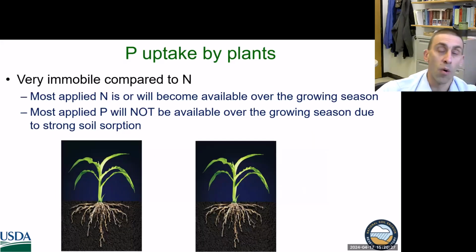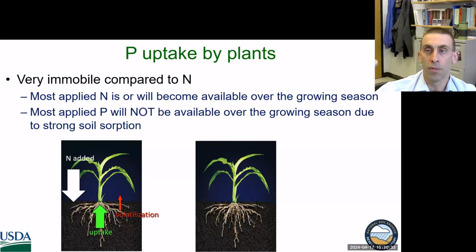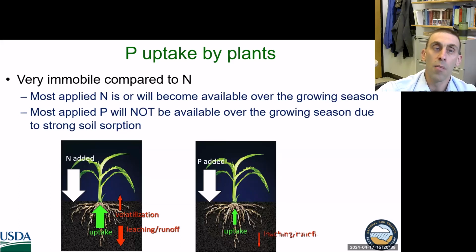Phosphorus is very immobile compared to nitrogen. So most of your applied nitrogen is or will become available over the growing season, but most applied phosphorus is not going to become available over the growing season. Most of it is going to be held by the soil because it sorbs so strongly.